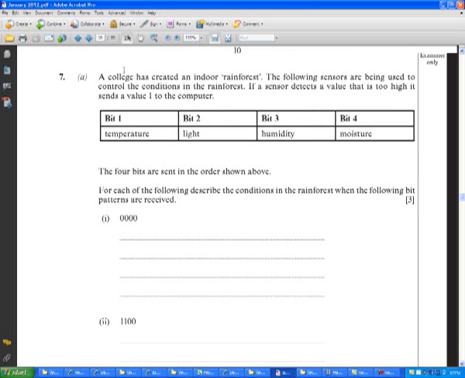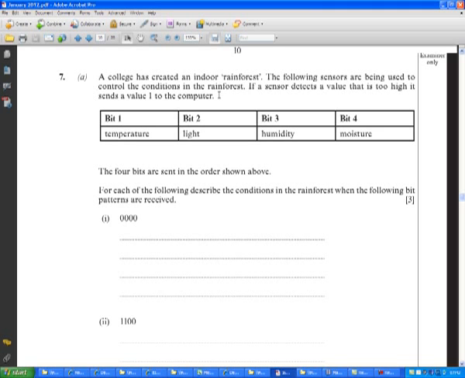Next question is looking at the use of sensors and control. So question 7a. A college has created an indoor rainforest. The following sensors are being used to control the conditions in the rainforest. If a sensor detects a value that is too high, it sends a value 1 to the computer. Now we know that the only two values that can be returned by a sensor are 0 or 1.